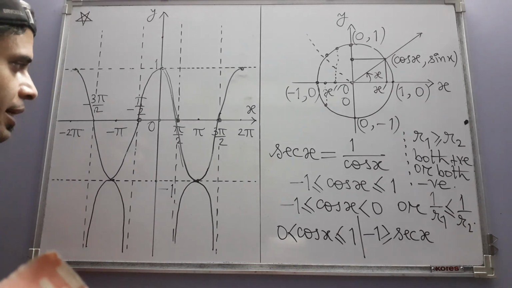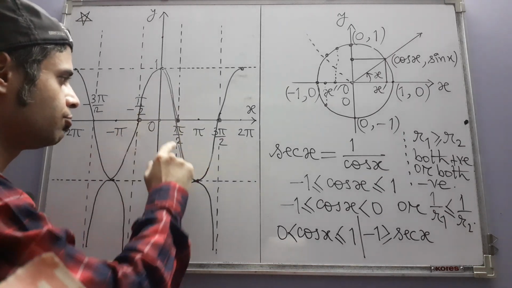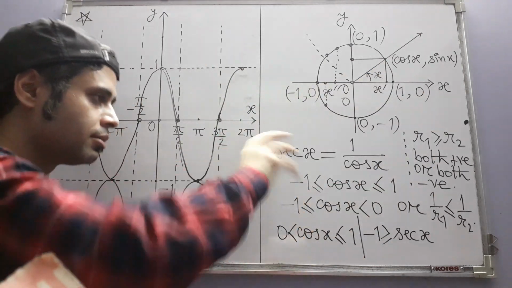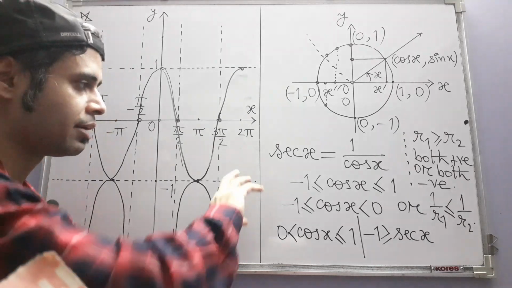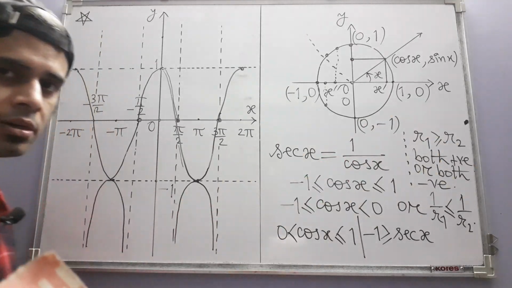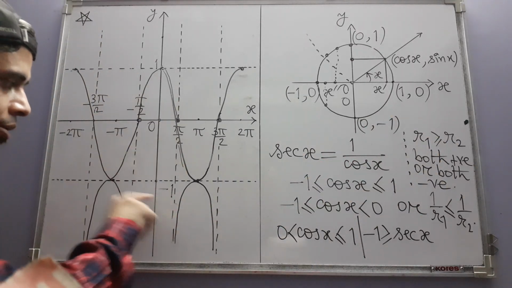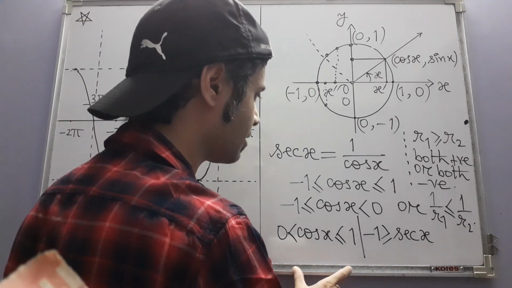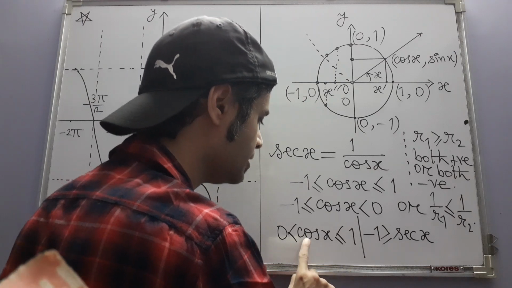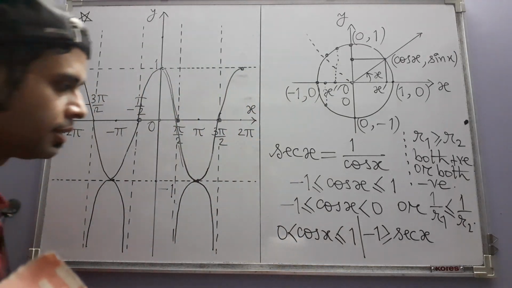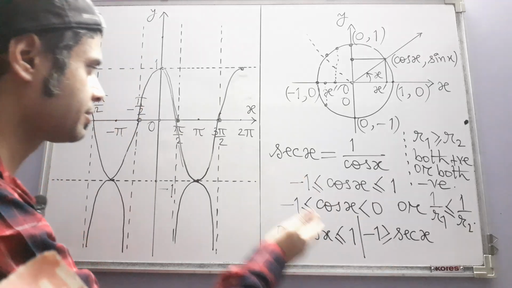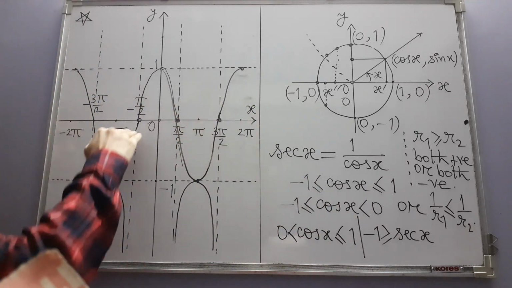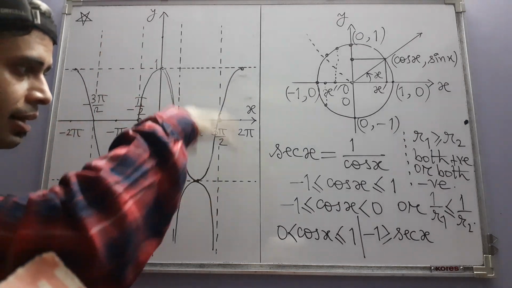Why infinitely many? That's because just like these two valleys, you will keep on getting valleys. All of them will be reflected and will give you parts of the secant x graph that lie below this line minus 1. Now if you carry out this same kind of argument for these inequalities, here on the other hand, for some x's, for example for these x's, the cos x values are positive.